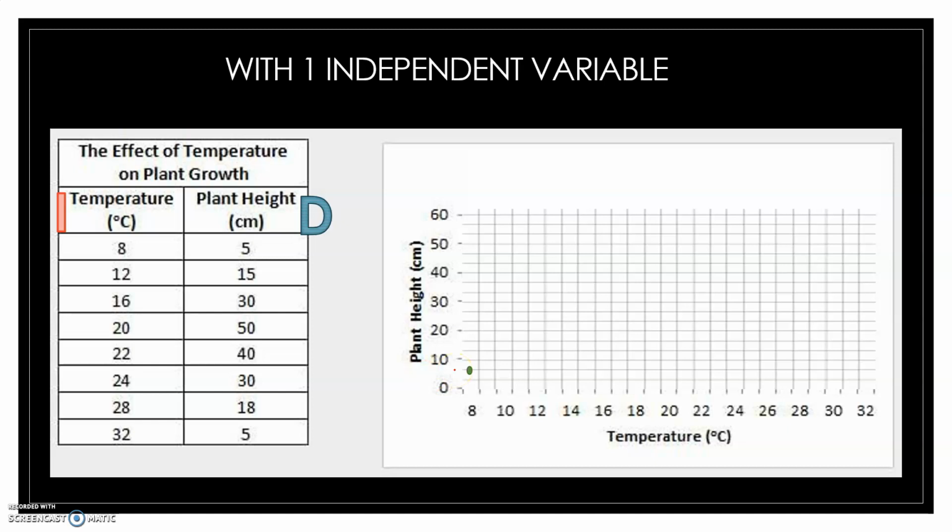We will do the first one. So the first temperature is 8 degrees Celsius. For that, the plant height is 5. So that's why I have this dot, which is kind of in between 0 and 10.